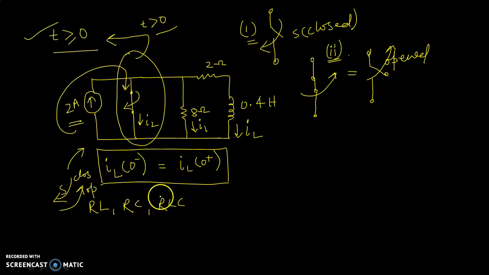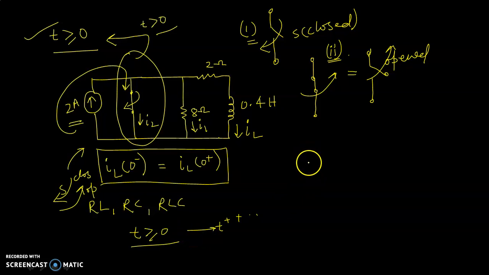Therefore, the inductor current will decay as time progresses. As t greater than or equal to 0 we have taken, time is always progressing, t plus and so on. So as time progresses, the inductor current will decay eventually.